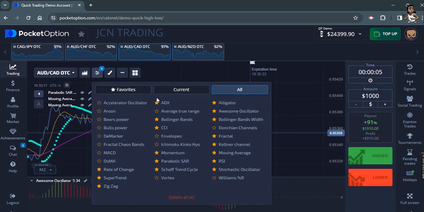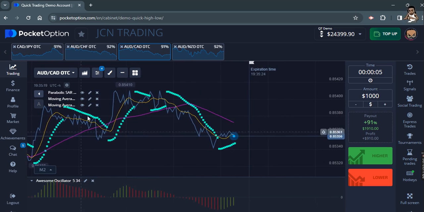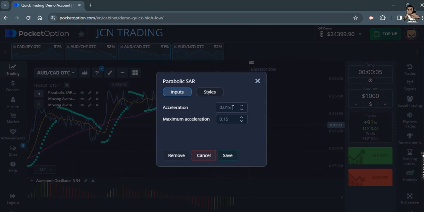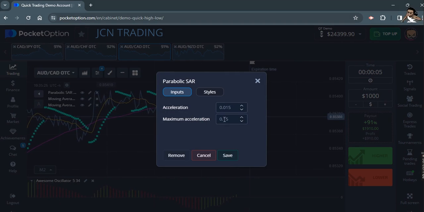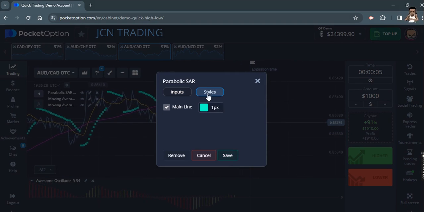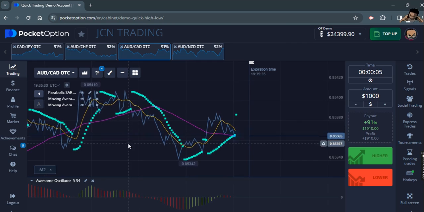Same thing, parabolics. Go there, click on your parabolics. I'm actually using 0.015 and 0.15 for my indicator settings, and I got them turquoise.